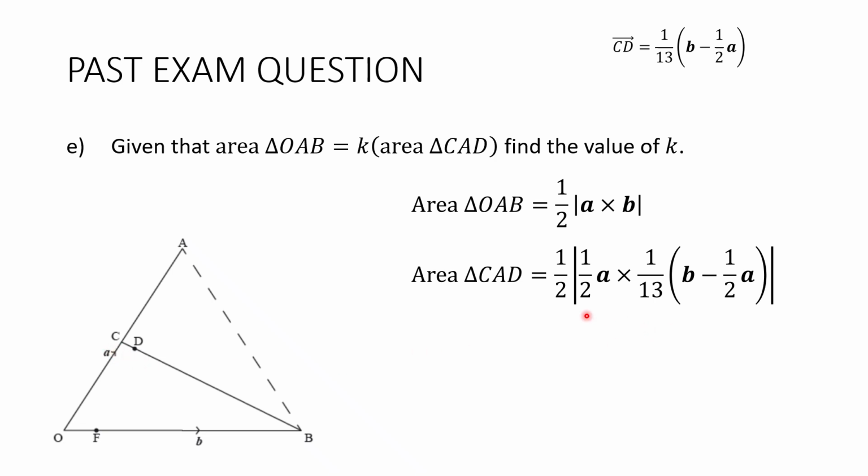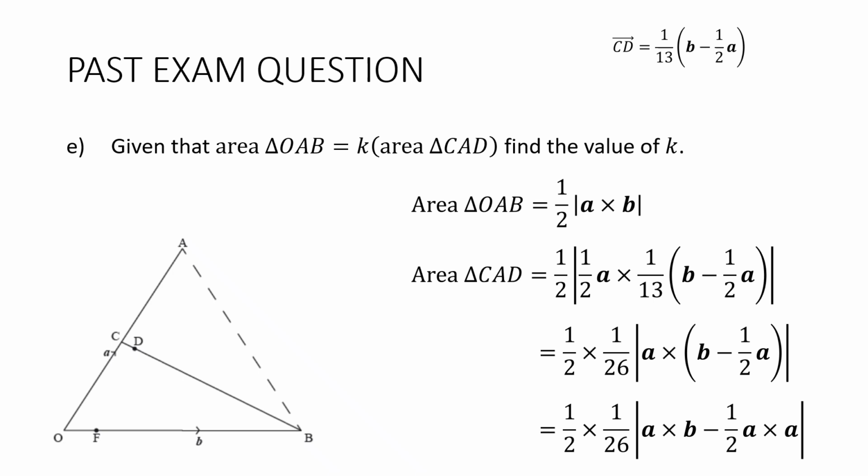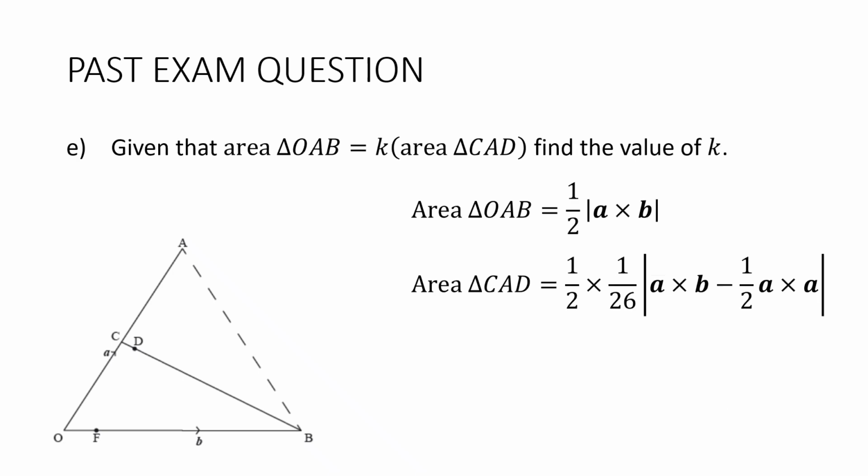We can tidy this up a little bit and bring this half out and the 13th out. And so we end up with A cross B take away a half A. Now, the distributive law also works with the cross product. So this is the same as A cross B, take away half, A cross A. But the cross product between a vector and itself is 0. So that part is eliminated. And so if we want to know what K is, it's going to be 1 on 26.